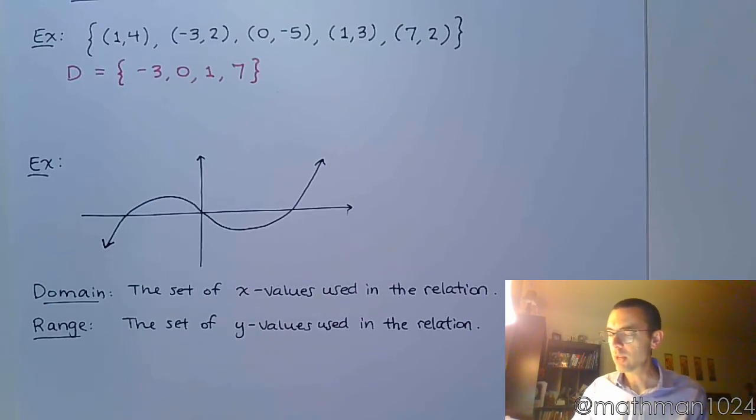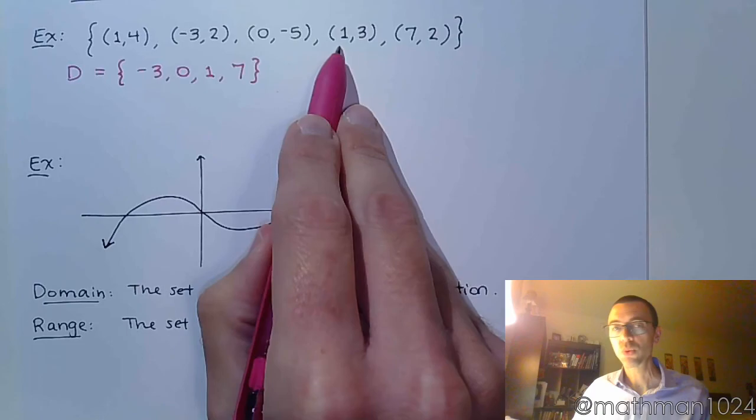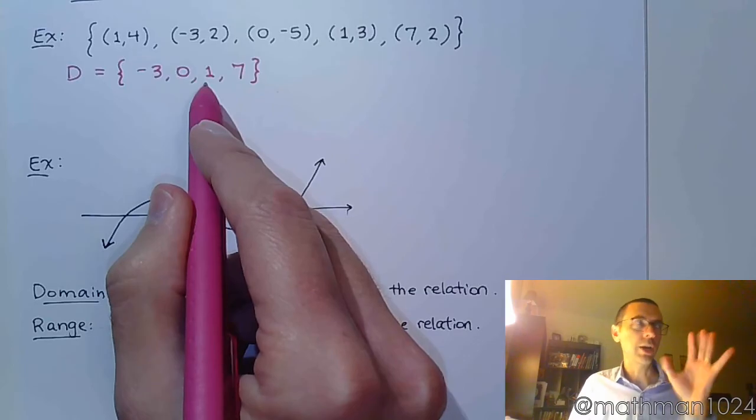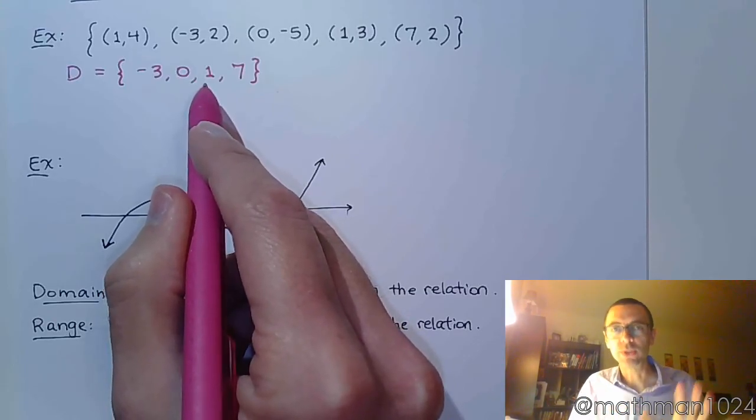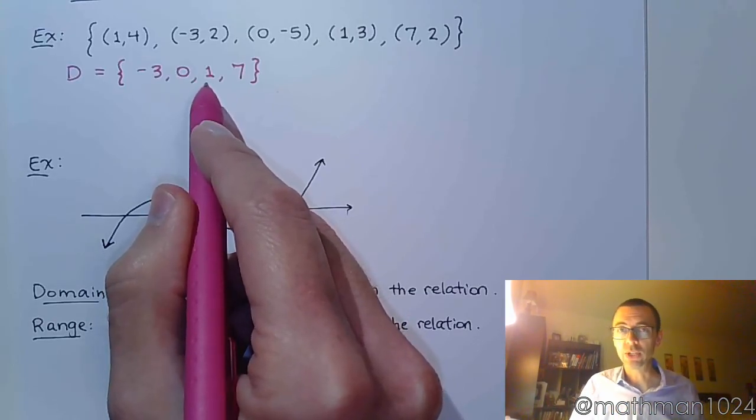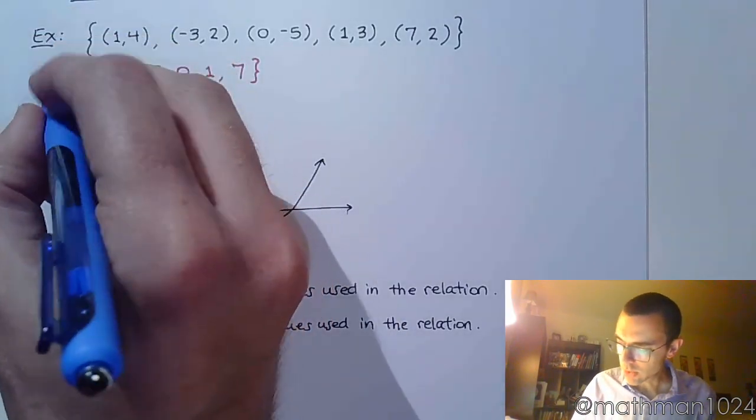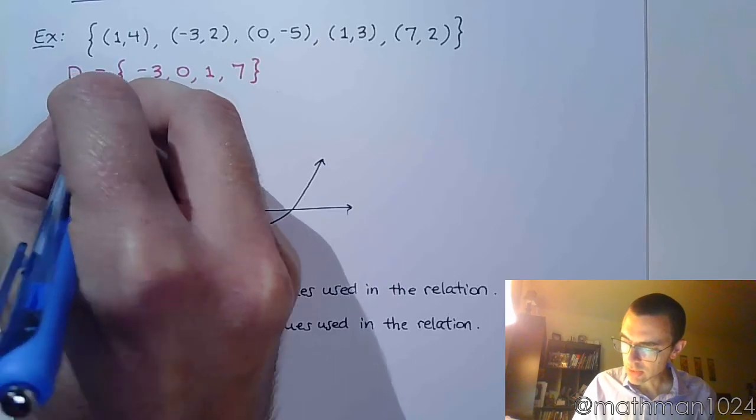Now, some of you may say, wait, but you've got 1 twice. Do you need to write it twice in your domain? And the answer is no. When you write domain and range, you just need to indicate, are you including that value? I'm including 1. How many times? Don't care. All that this is showing is that you are including it and it's part of your relation. That's all.